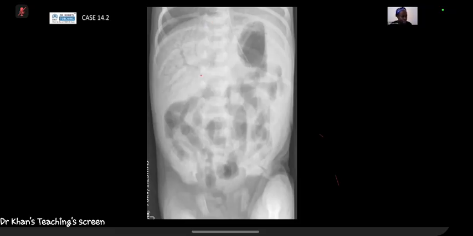If this was biliary gas, it wouldn't reach all the way out to the periphery. It'd stay more central. So that's how you can differentiate between the two.